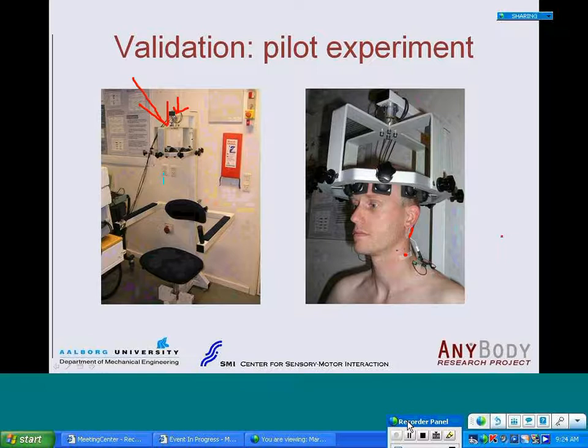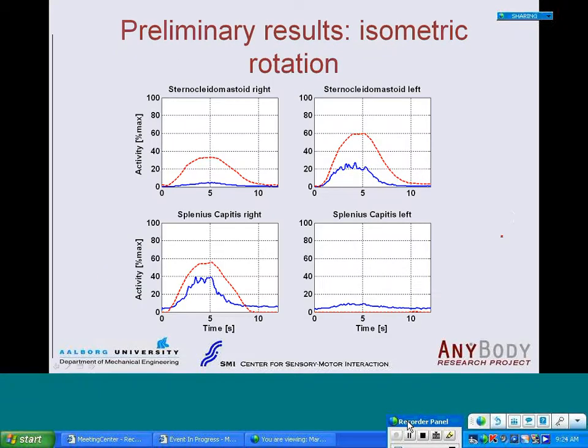So here are some preliminary results for a case we called isometric rotation, because we were rotating the head, but the head was kept in place in a kind of anatomical position. We asked the subject to start at a low level of isometric force, then ramp up to a certain level and then ramp down again. It was a submaximal isometric contraction, so we didn't reach the max here.